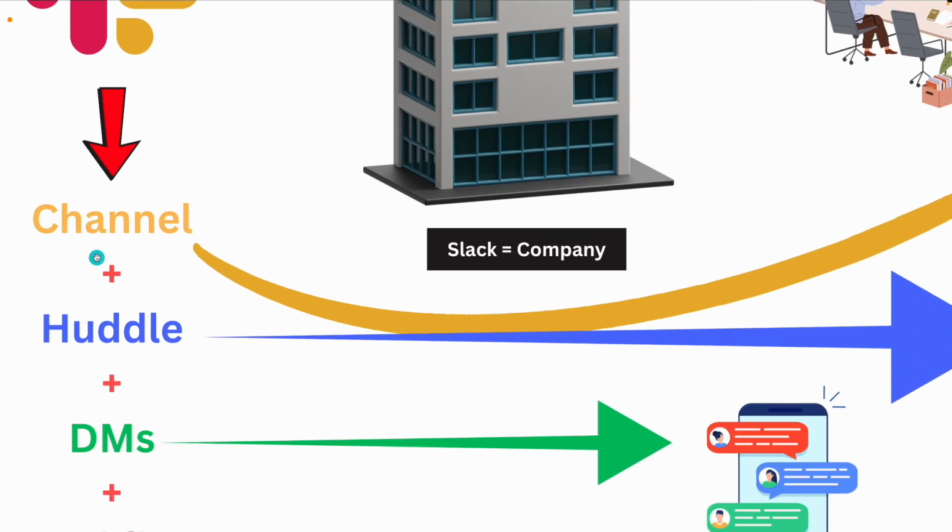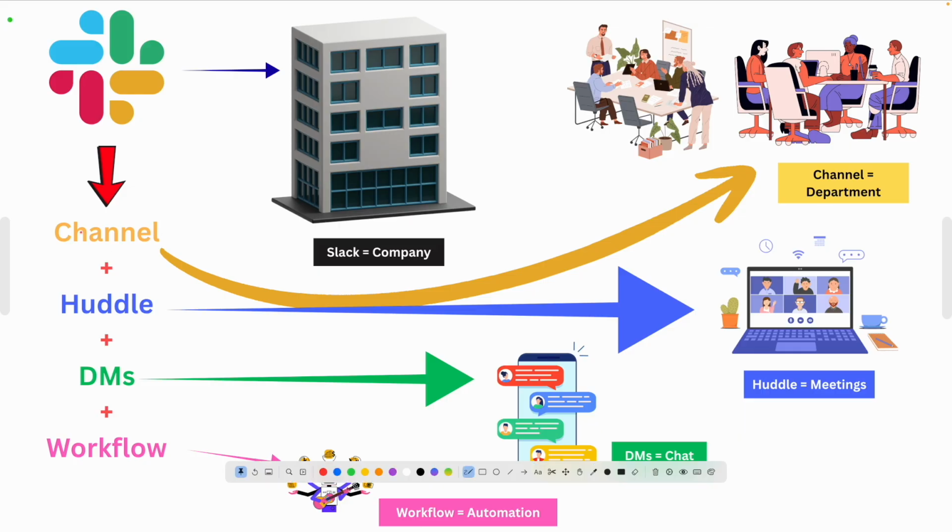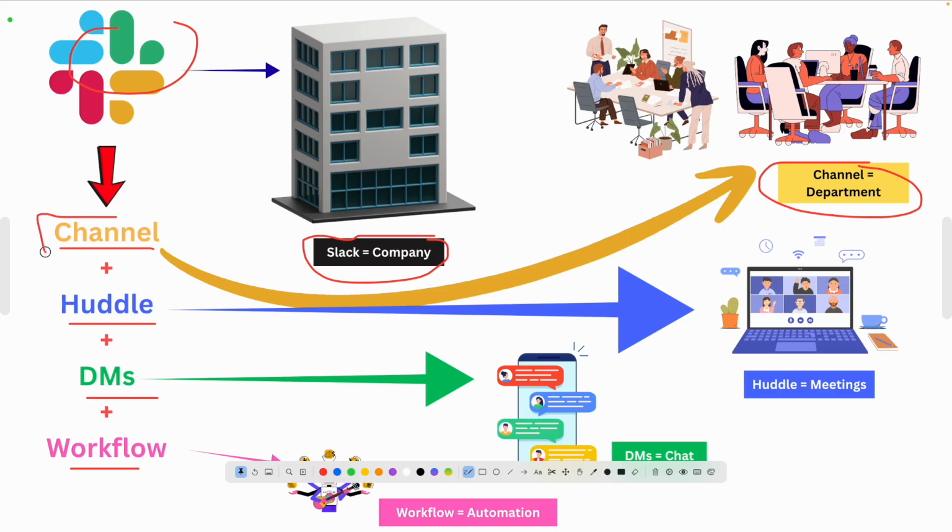Now the same thing we have here. If you notice, Slack is a combination of channels, huddles, DMs, and workflows. Now what is a channel? Channel is equal to department. That is what I have said. And what is Slack? Slack is basically a company. Slack equals company, and in a company we have departments. So this channel in Slack is what is known as a department.